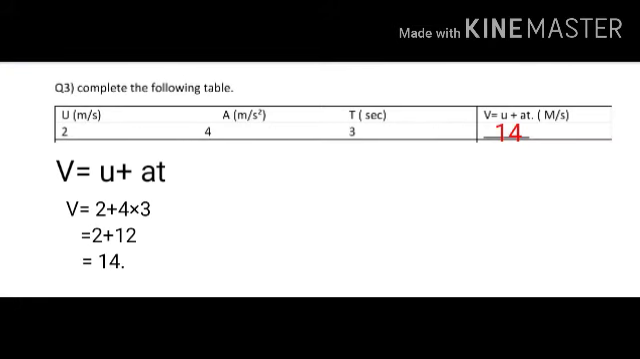Now children, this one I have already explained in the lesson, but again I am explaining. We have to find out v. u is given, a is given and t is given. The formula is v equals u plus at. u is 2, a is 4 and t is 3. So the answer will be: 4 3s are 12, 12 plus 2 is 14.